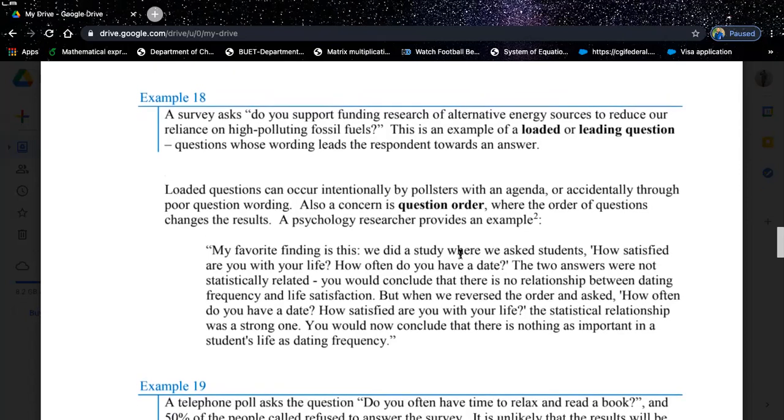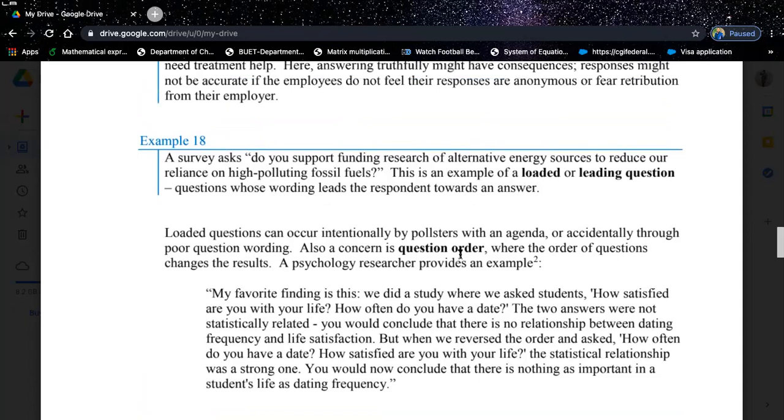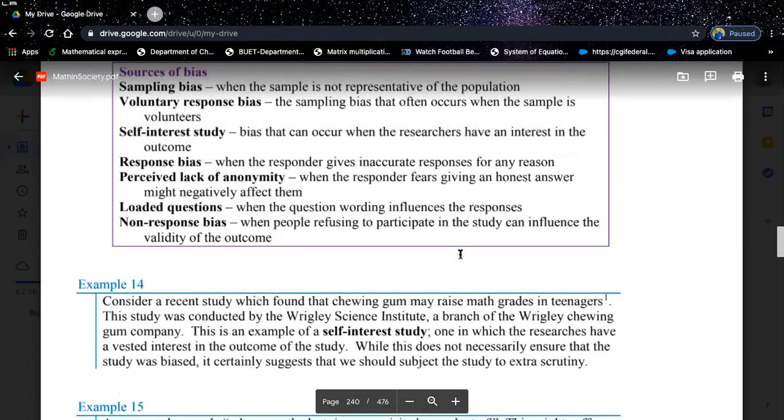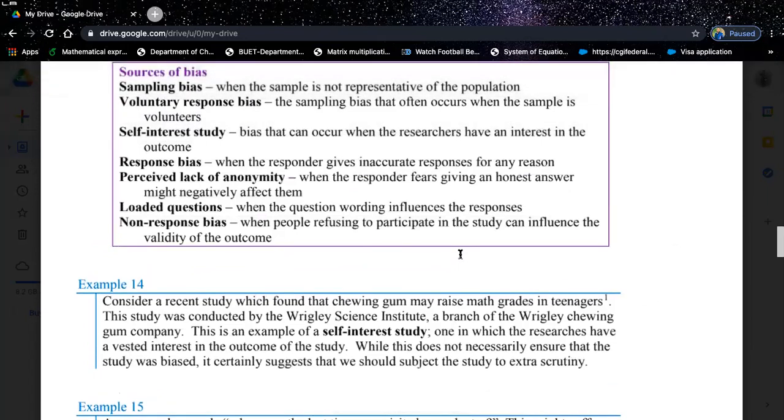Okay, so as I said, it could lead you to mess things up. And the last one is non-response bias. That means when people are refusing to participate in the study, and their refusal can actually influence the validity of the outcome. So that's an unavoidable issue, I guess, because in most cases you can't really force people to take part in the survey, right?